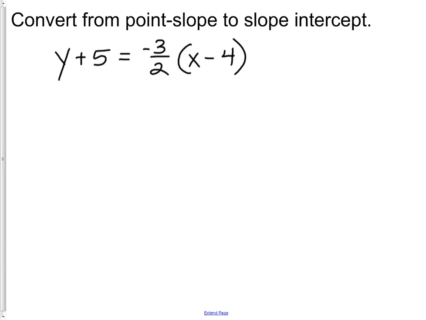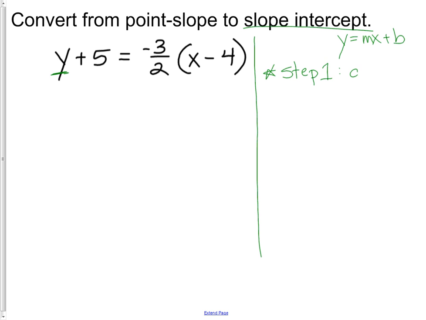Now from point slope to slope-intercept, we're going to take this equation. Once again, we want to get y by itself. We want this in slope-intercept form, which we know is y equals mx plus b. Once again, there's a couple simple steps. Step 1, distribute.